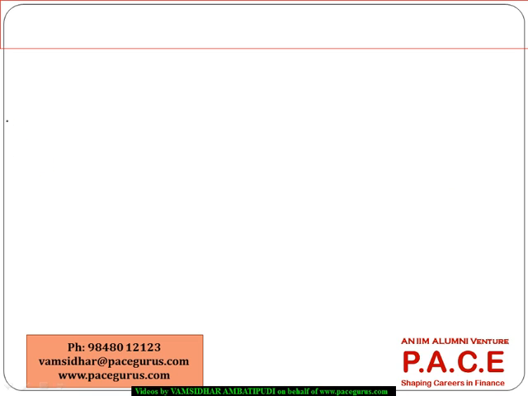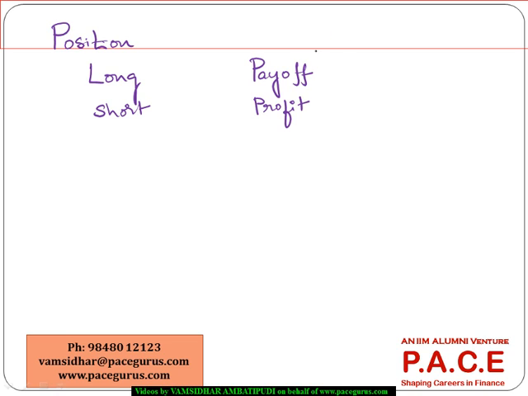And from the positions perspective, we have already talked about a long position versus a short position, and corresponding to these two positions we generally create four different ones: long call, long put, short call, short put. I need to understand what is the payoff associated with each of these positions and what is the profit associated with each. When I say payoff, I do not include the premium, but when I say profit, the premium is included. That's the only difference between the two.